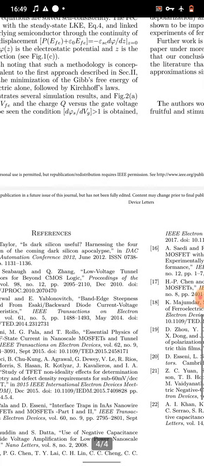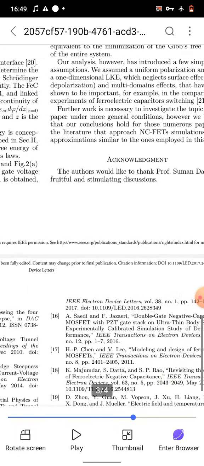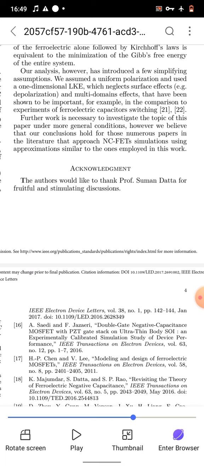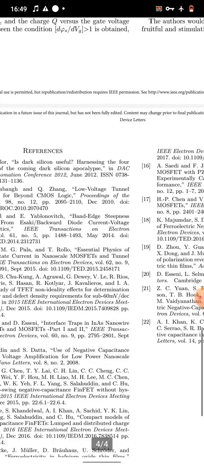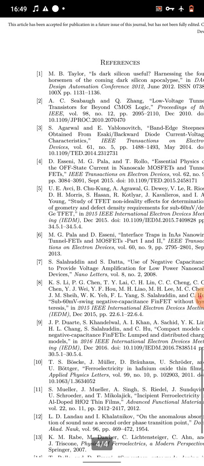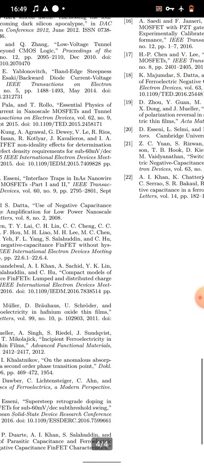The acknowledgement is that the authors would like to thank Professor Sumant Datta for fruitful and stimulating discussions. For more information you can use these reference books over here, the 22 books.